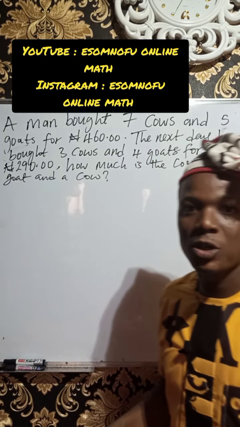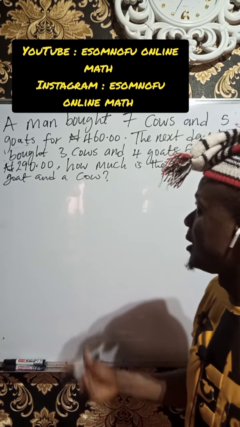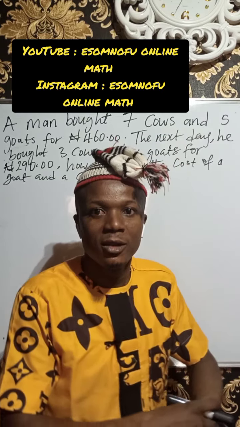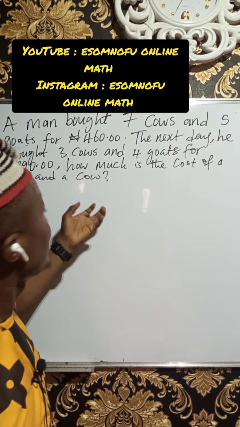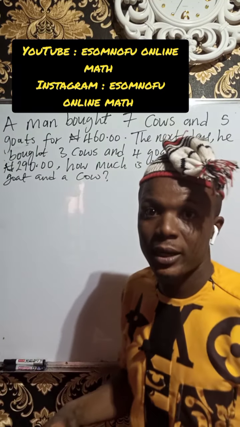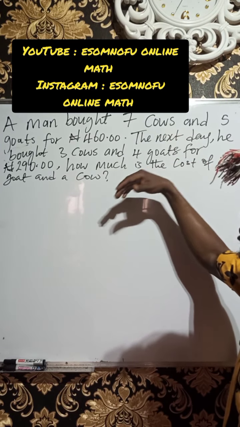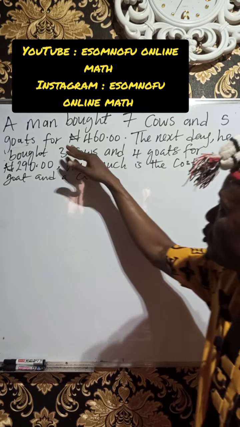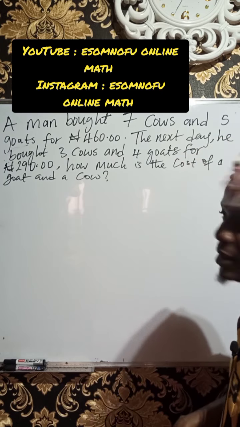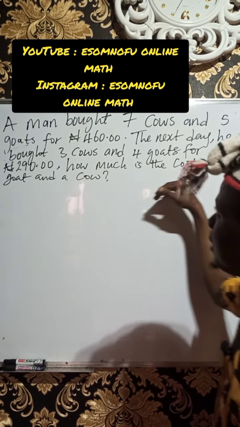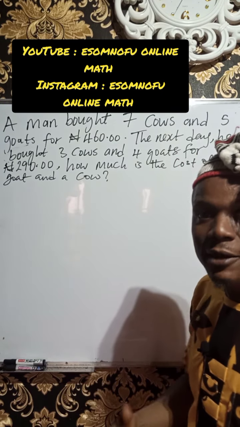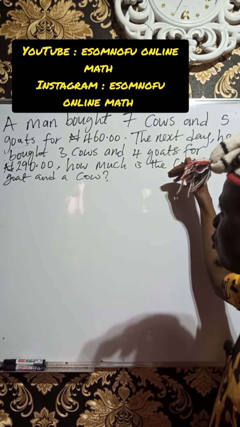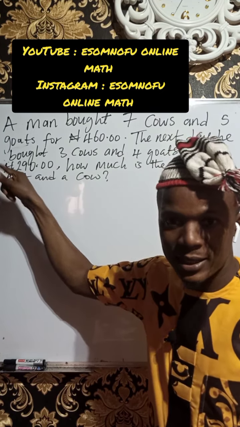Okay, simultaneous equation is not just solved for fancy, it is applied in real life. Supposing a seller or a business person went to the market and on a very good day he bought 7 cows and 5 goats and the cost is 460 naira. The next day he went to the market and found out that if he is to buy 3 cows and 4 goats, he's going to pay 290 naira.